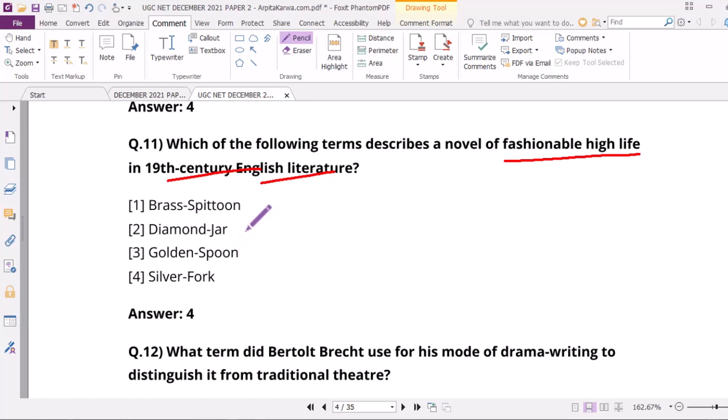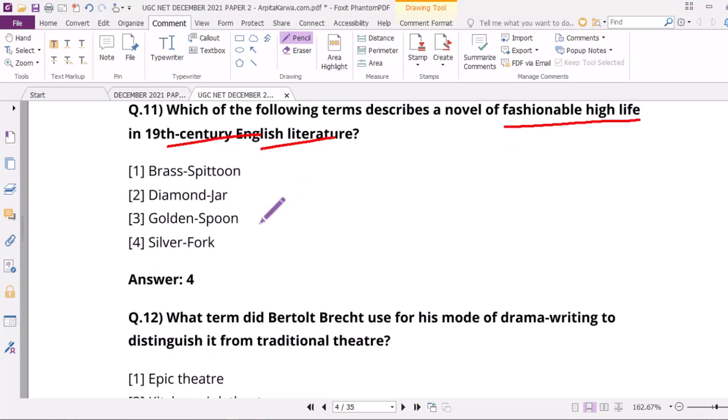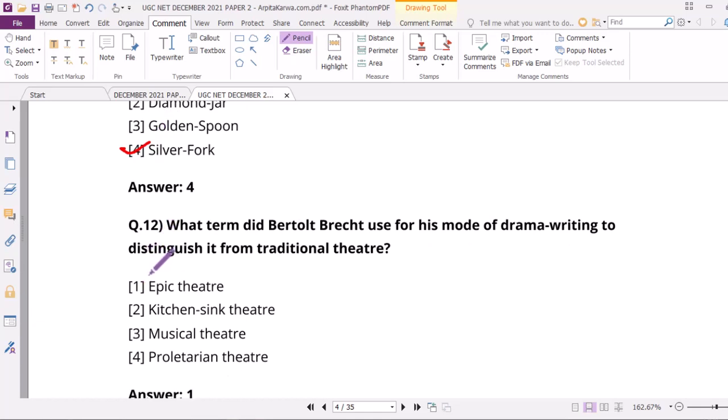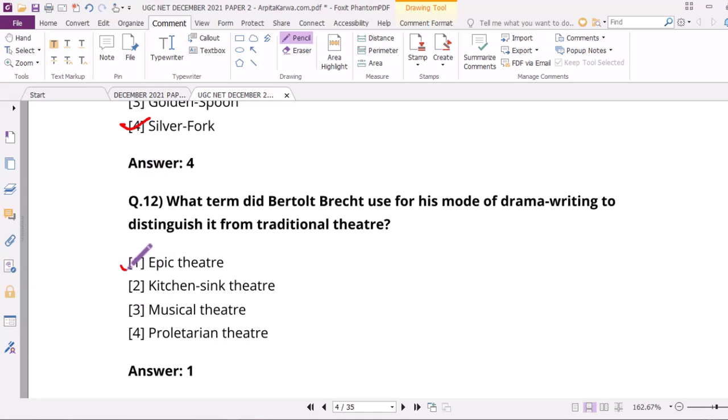Now, what term did Bertolt Brecht use for his mode of drama writing to distinguish it from traditional theatre? So the options are epic theatre, kitchen sink theatre, musical and proletarian theatre. Now, if you have properly prepared the syllabus, then you will find that this is a very easy and straightforward question, and this is something that has been asked previously in the exams also, in the past year papers also. So the correct answer to this one is number 1, epic theatre.